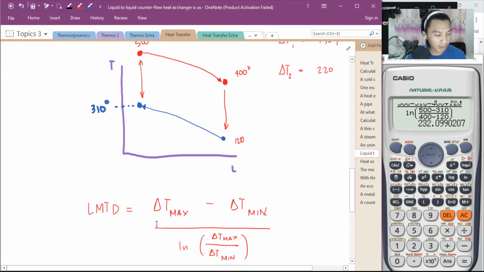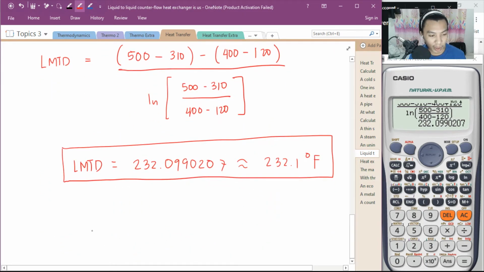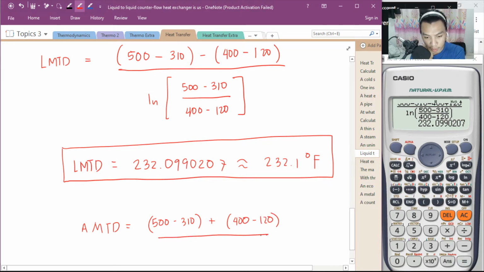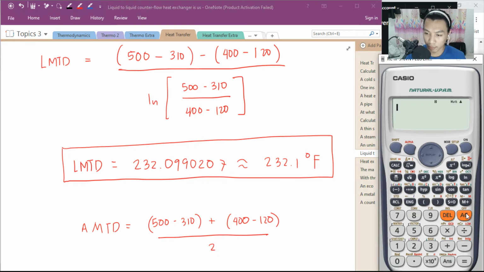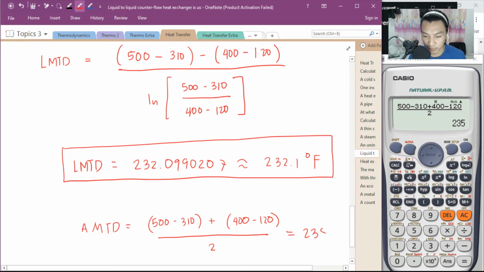How about the AMTD? AMTD. Ganun lang. AMTD, pakita natin. So, delta T mean, delta T max, that is 500 minus 310 plus delta T minimum 400 minus 120 divided by 2. So, 190, 500 minus 310 plus 400 minus 120 divided by 2. That is 235. 235 degrees Fahrenheit. Okay, ganun lang kadali siya.